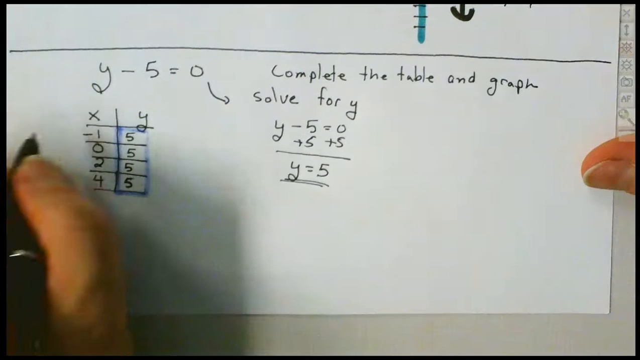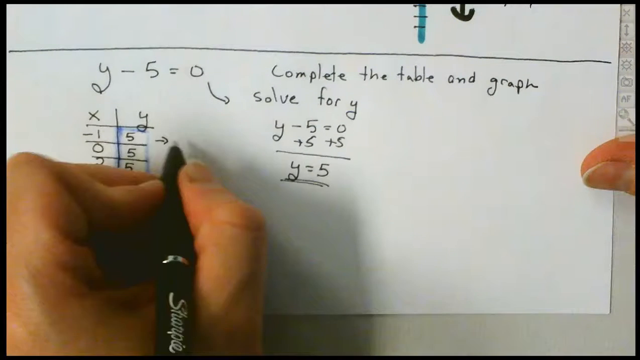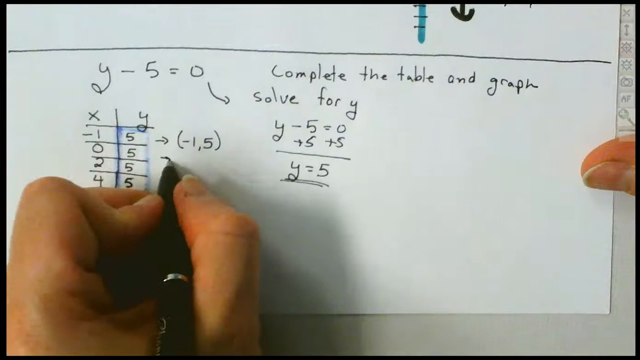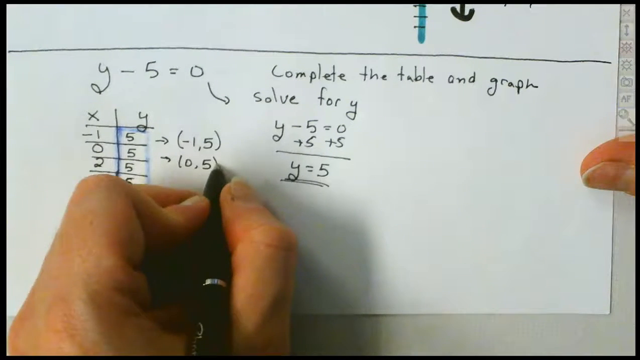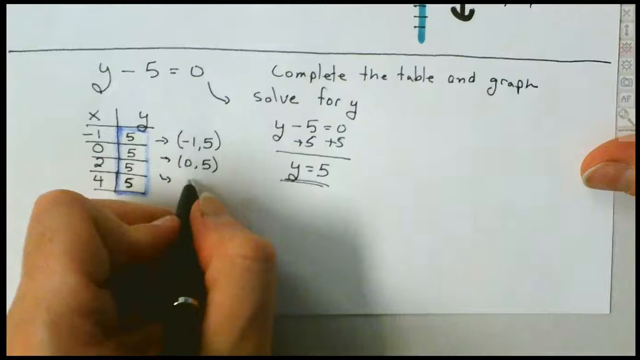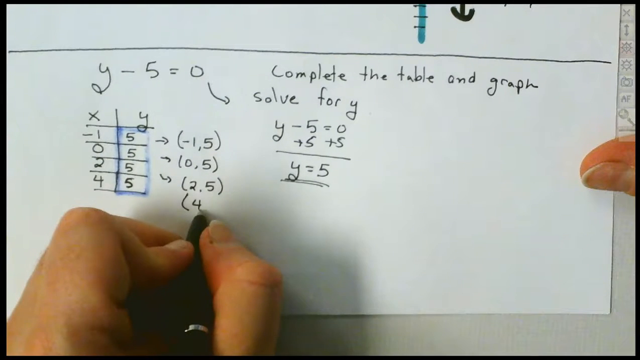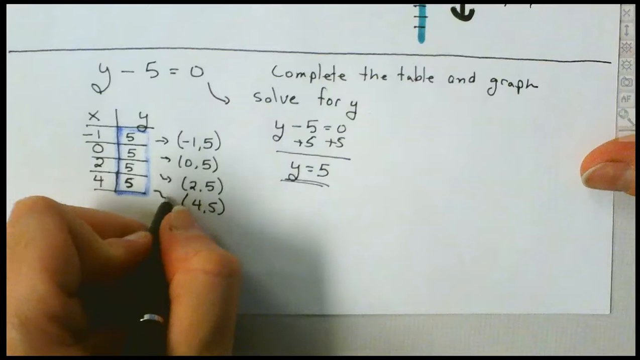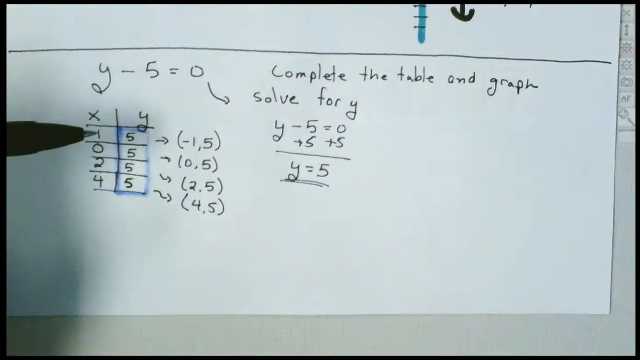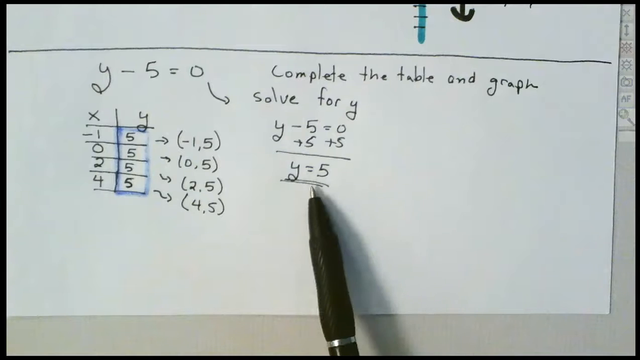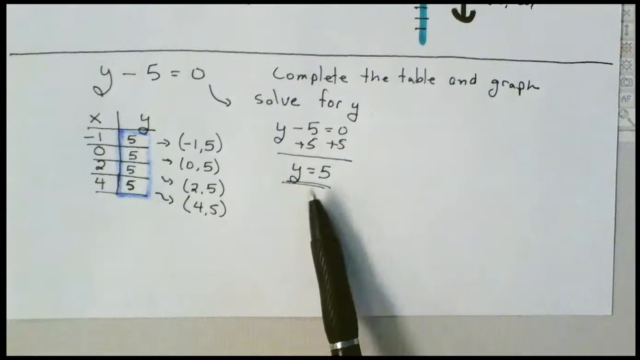So what do these look like as ordered pairs again? Minus 1, 5. 0, 5. 2, 5, and 4, 5. So is everyone okay with why these are all 5s? Why are the y values 5? Because y is fixed at the value 5.